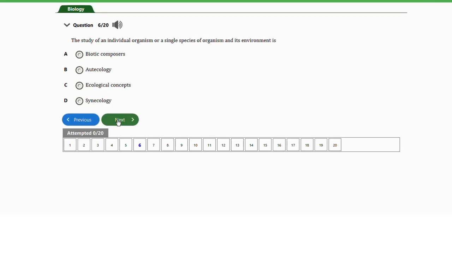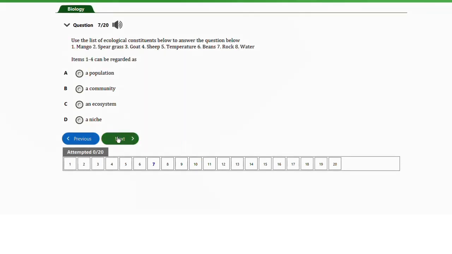It says, the study of an individual organism or a single species of organism and its environment is A, biotic composers, B, horticology, C, ecological concepts, D, synecology. So guys, the answer to this question is horticology. Horticology is the study of an individual organism or a single species of organism.